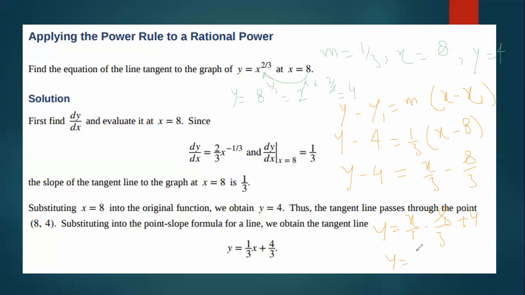So y equals x upon 3, and taking the LCM, that is 3, minus 8 plus 12. So it will be written as y equals x upon 3 plus, minus 8 plus 12, so it will be plus 4 upon 3. So this is the equation of the line for the given function.